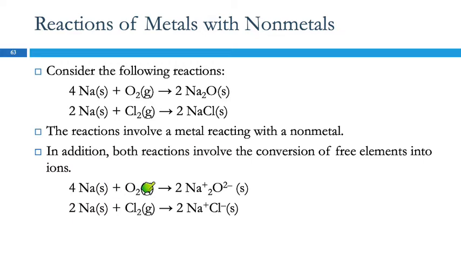So the sodium becomes Na+, the oxygen becomes O2-, and we just talked about what happens with the sodium chloride. And when you look at this right here, you can see why we don't put the charges in the formula for an ionic compound. Right? It gets pretty messy.